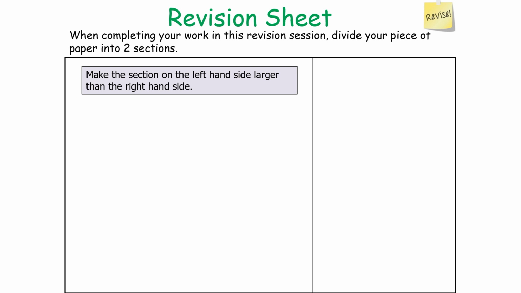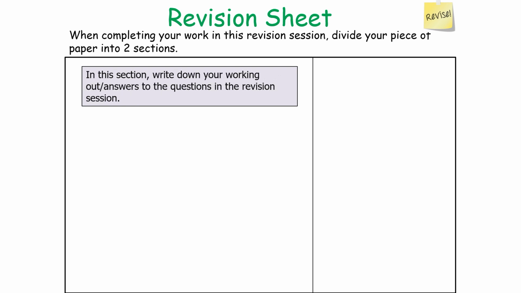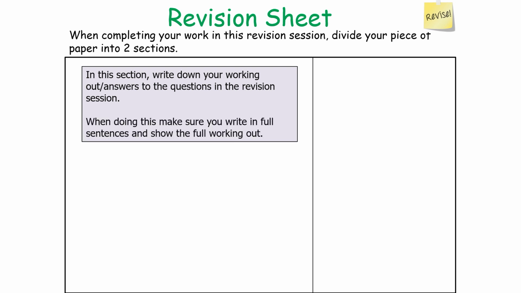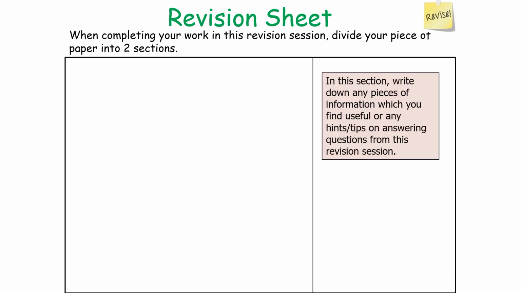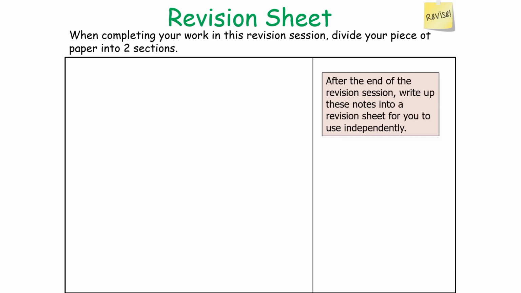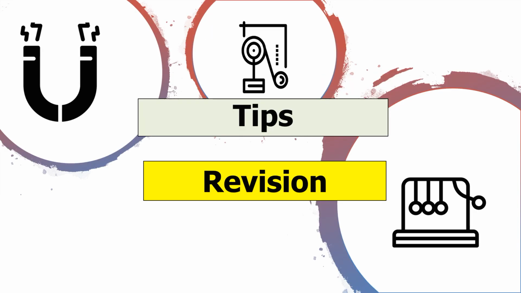So how would you carry out this particular revision session? When completing the work, divide your piece of paper into two sections. Make the section on the left hand side larger than that on the right hand side. In the left hand side section, write down your working out or answers to the questions in the revision session. Try to write in full sentences and show your full working out. On the right hand side, write down any pieces of information which you find useful or any hints and tips on answering questions from this revision session. At the end of this revision session, write up these notes into a revision sheet for you to use independently.